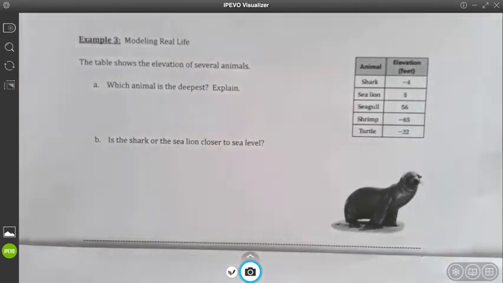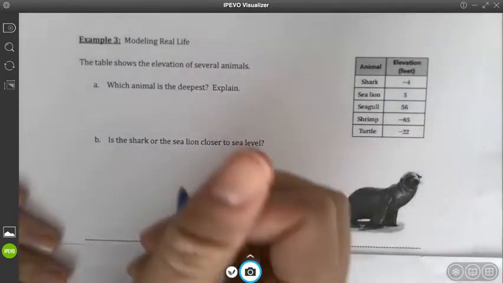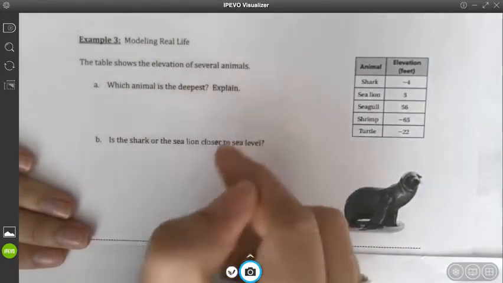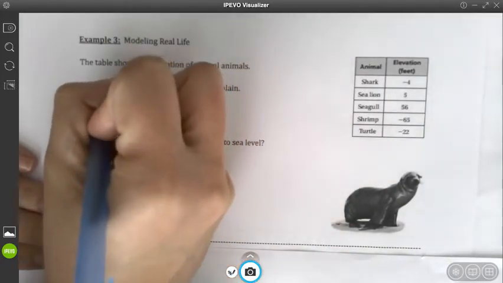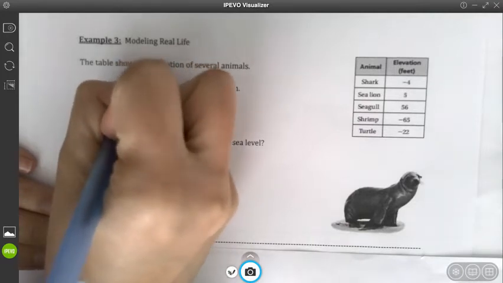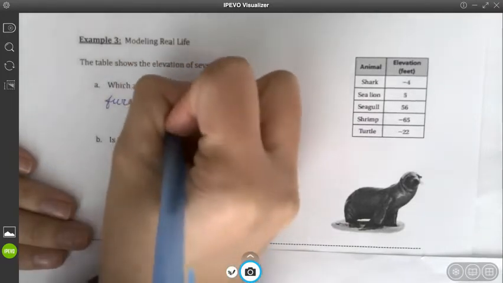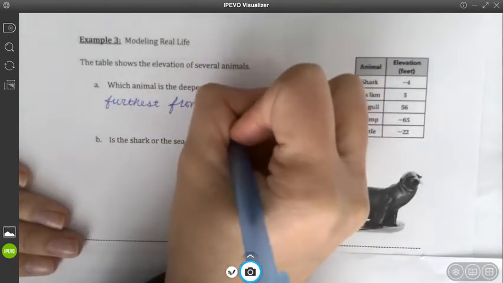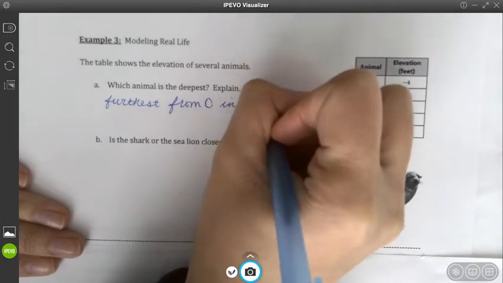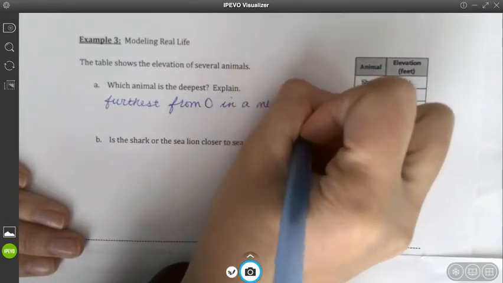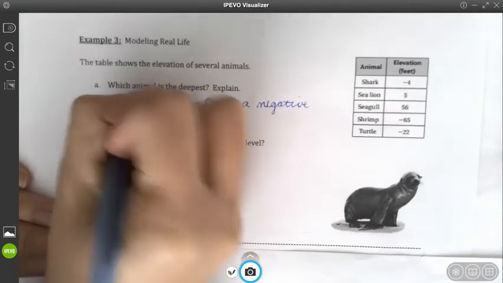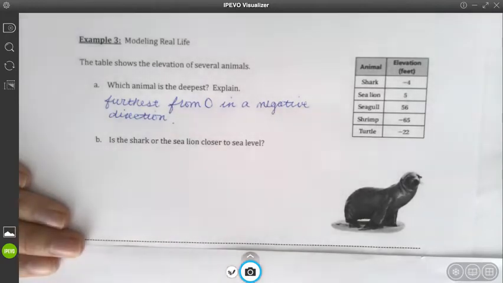Okay, example 3. The table shows the elevation of several animals. Which animal is the deepest? So I'm going to write what deepest means in this case. Deepest means furthest from 0 in a negative direction. So I'm explaining what I'm looking for.